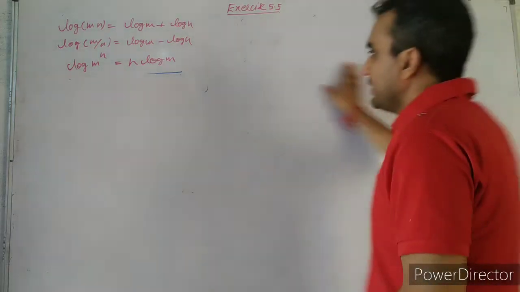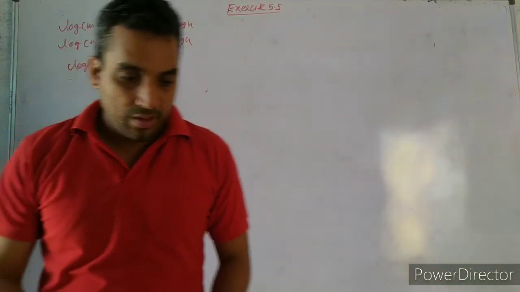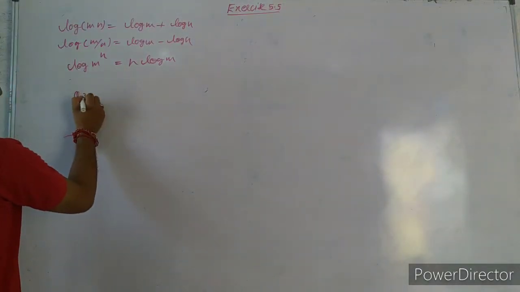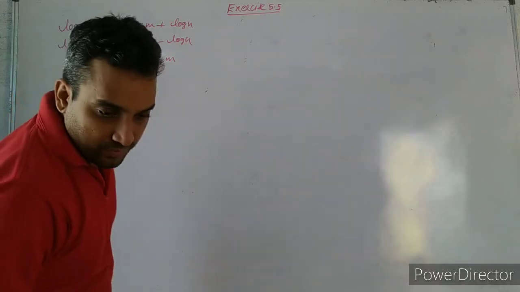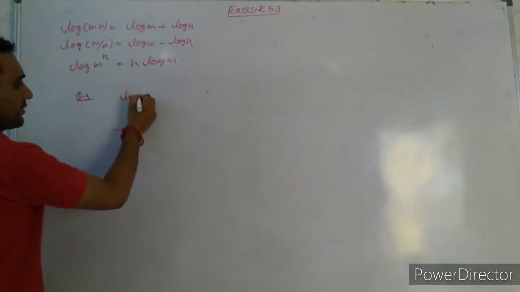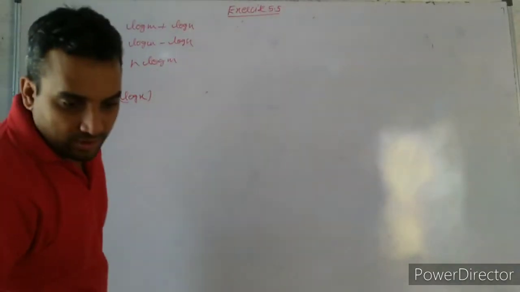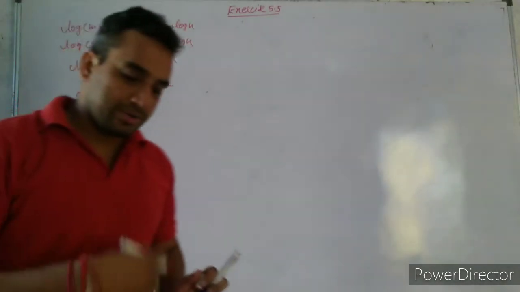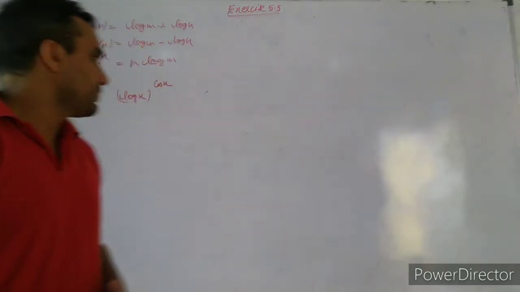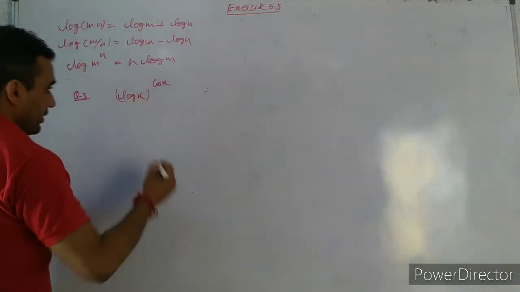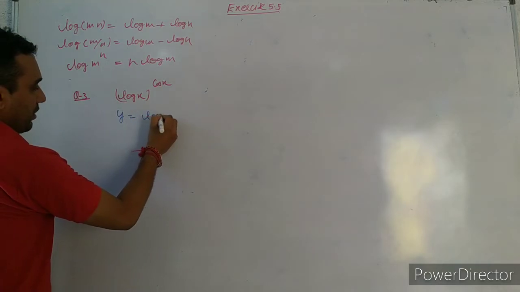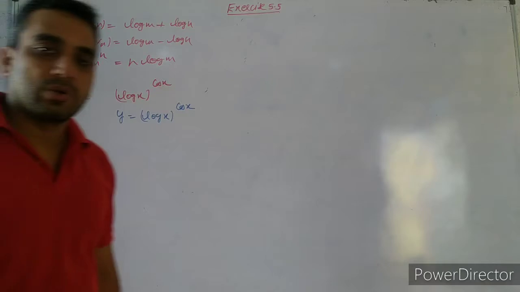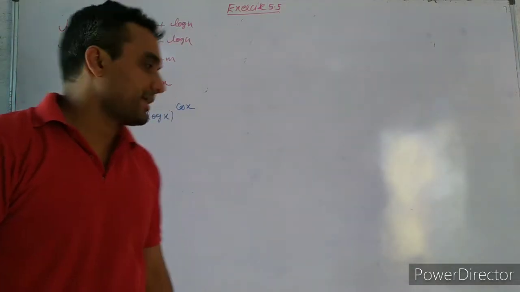Again in question number 3 we have log x to the power cos x. I have to solve this question. So again, y is equal to log x to the power cos x.